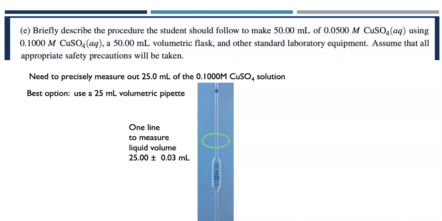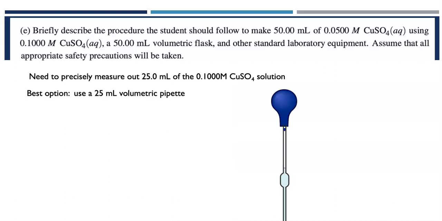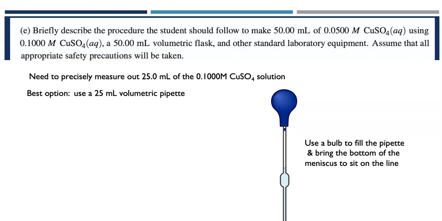And that line is used to measure the liquid volume. For this particular one, if you look really closely at the picture, it's 25.00 milliliters plus or minus 0.03 milliliters. So a very, very precise measurement. All right. We know this volume measurement to 1/100th of a milliliter. And so what we're going to do is use a bulb to fill the pipette. And we want to bring the bottom of the meniscus of the solution to sit right on that line. And then we know that we have this very precise measurement.